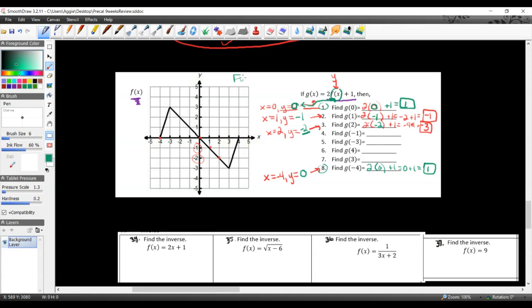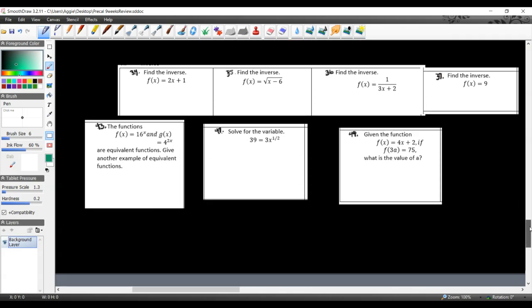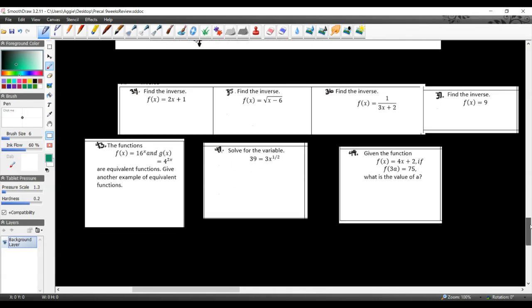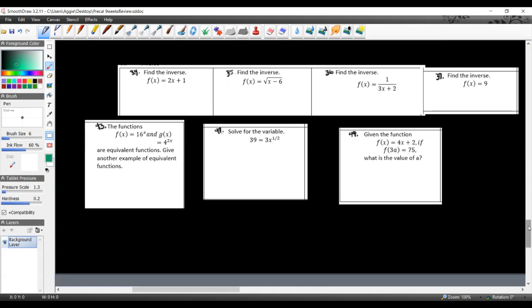So you find the y value when x equals the number given. Okay, and then you just plug it in. That's about it. Okay, let's move on. We're almost done. Yes, we're getting there. We're at the end. Okay, so this last part is inverse.